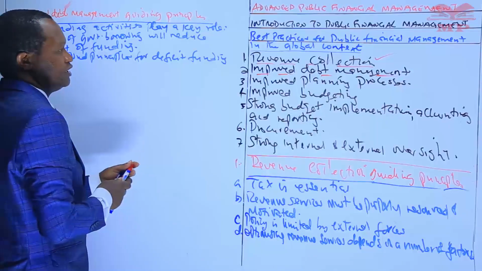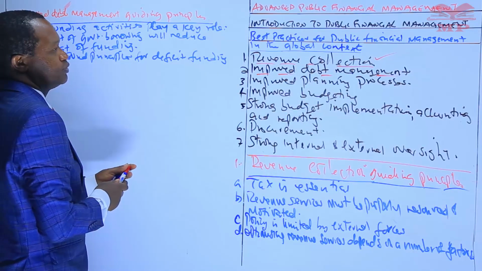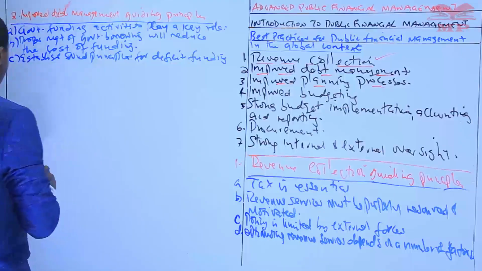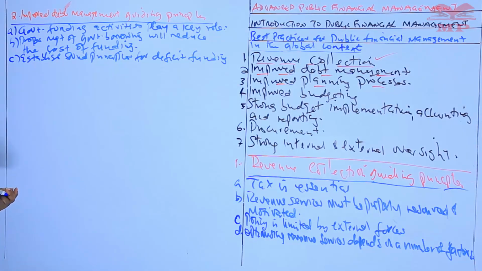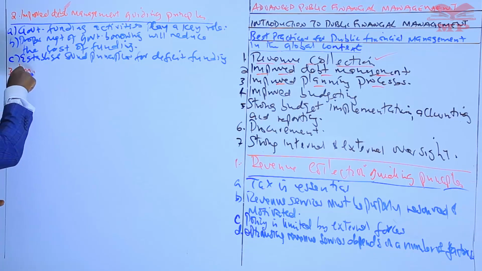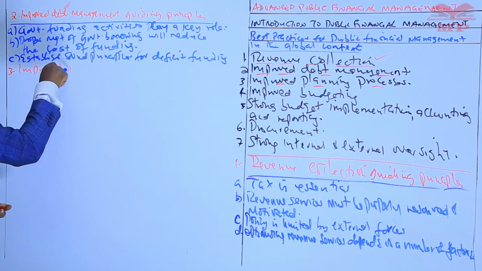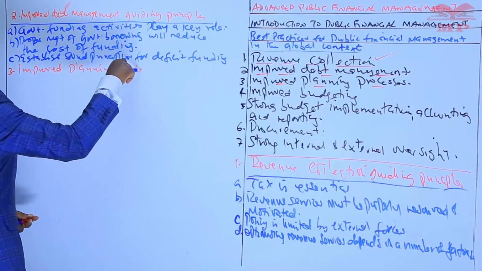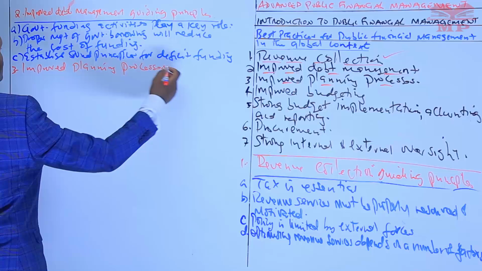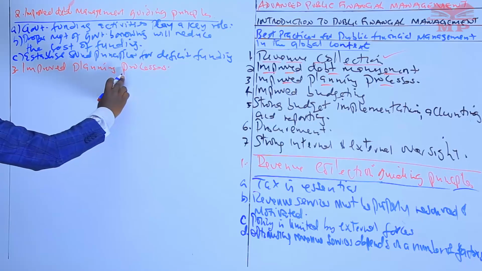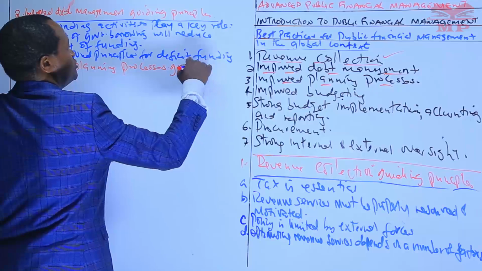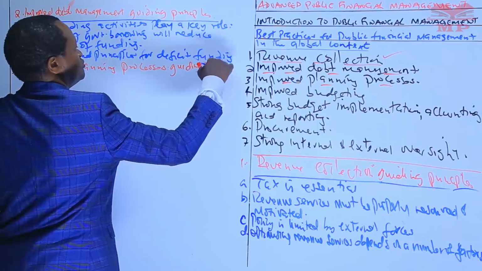Then we have improved planning processes. That is number three. Improved planning processes guiding principles.